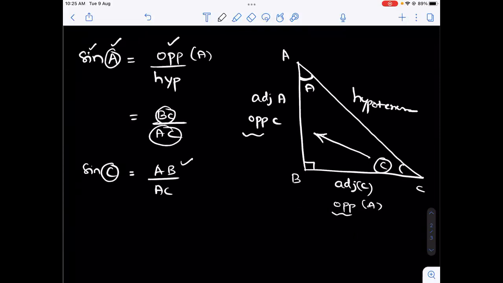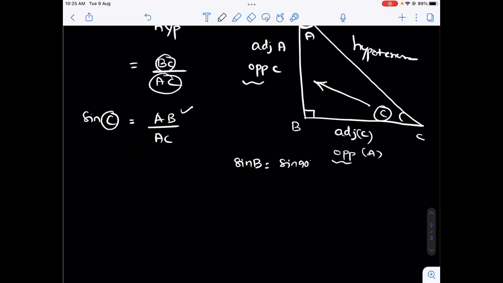You cannot define sine for a right angle triangle. Sine B is sine 90 because angle B is 90 degrees. I'm not saying you cannot define it. You can do it, but we generally don't write it because it's a fixed angle. But C and A are variables. Depending on what kind of triangle, it keeps varying.